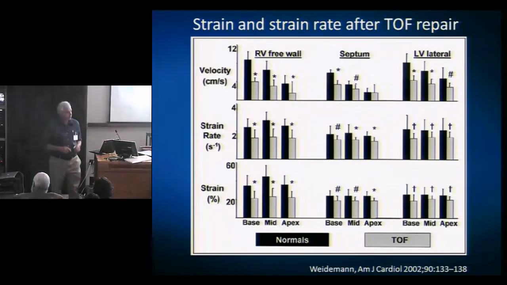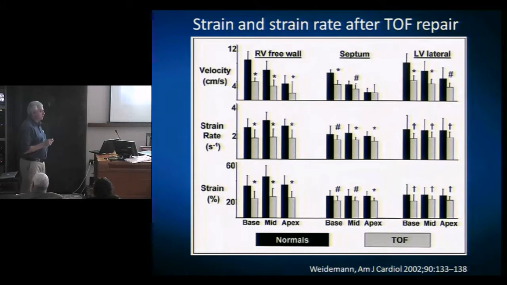If you look at strain, and actually this is from color tissue Doppler from Frank Wiedemann, who's now in Germany, was in Leuven at the time and has done wonderful work in ventricular function. If you're looking for someone whose work to look up, I talked about Benedict Askins yesterday, and Frank Wiedemann has also done great work. You can see that there are decreased velocities in the right ventricular free wall, in the septum, and in the left ventricular free wall, and I'll get back to this.